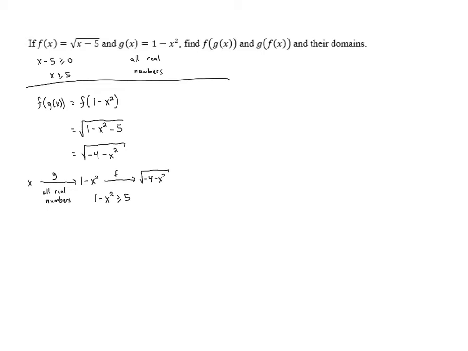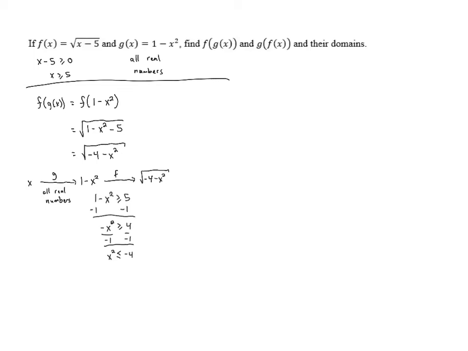Let's try to isolate x squared to see what we get. If we subtract 1 from both sides, this gives us the opposite of x squared is greater than or equal to 4. We can then divide both sides by negative 1 to get the x squared alone. But remember, when we divide an inequality by a negative number, we have to flip the inequality sign. So this is going to give us x squared is less than or equal to negative 4.